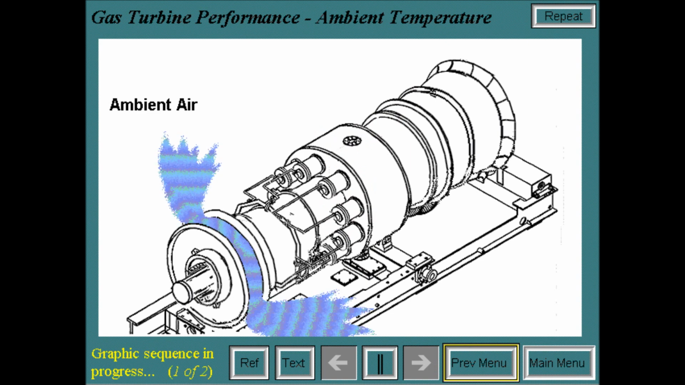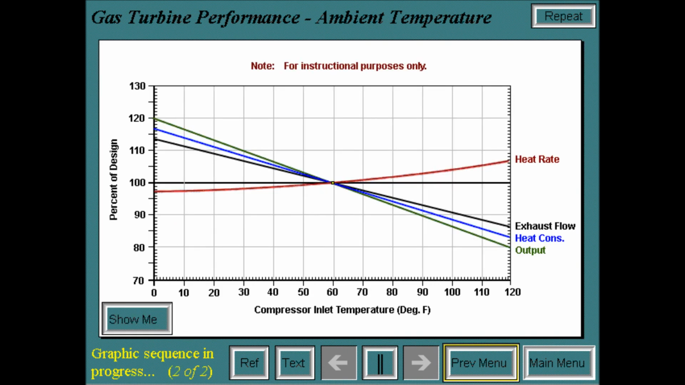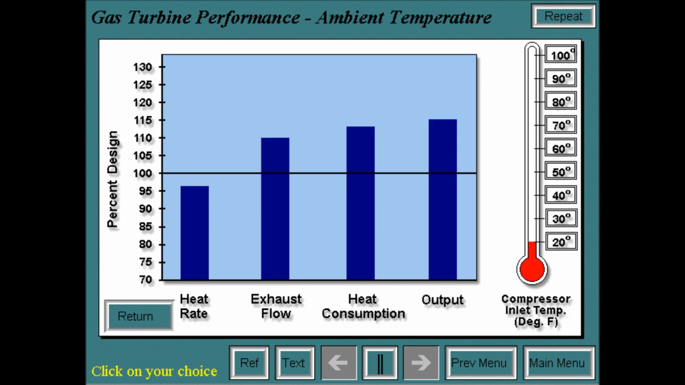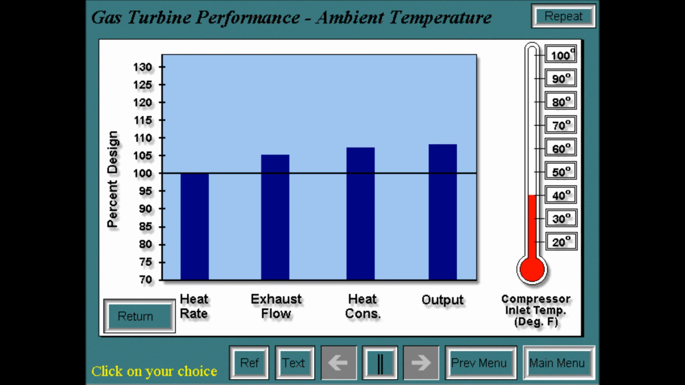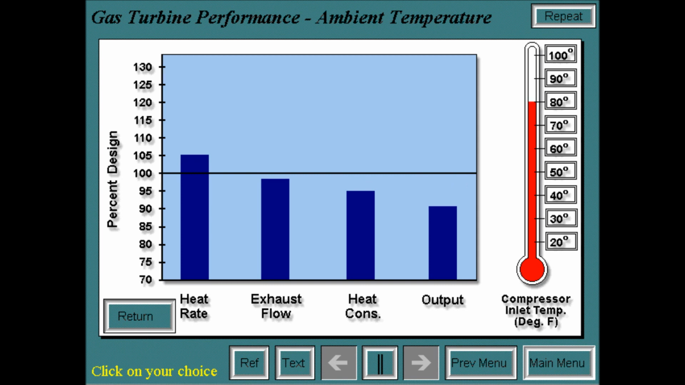Since the gas turbine is an ambient air breathing machine, its performance will be changed by anything affecting the mass flow of the air intake to the compressor. The most obvious are changes in the reference conditions of 59 degrees Fahrenheit and 14.7 psia. Depending on the unit's cycle parameters and component efficiencies, ambient temperature will affect the air mass flow, which in turn will change output, heat consumption, heat rate, and exhaust flow.